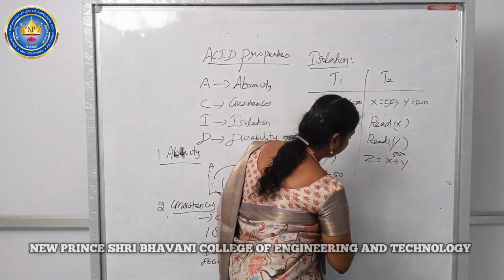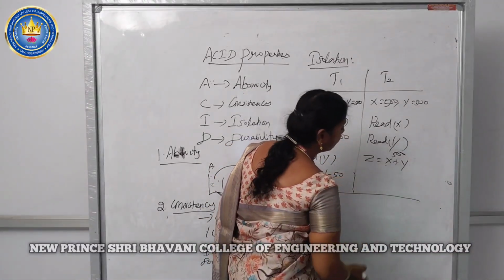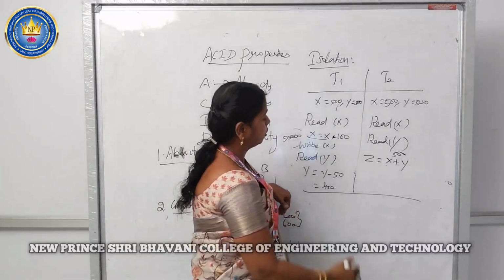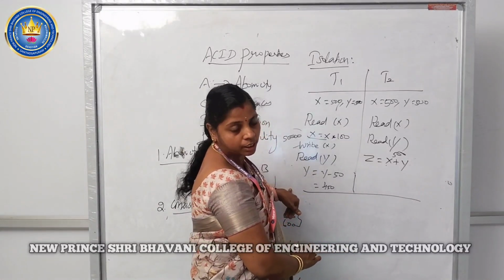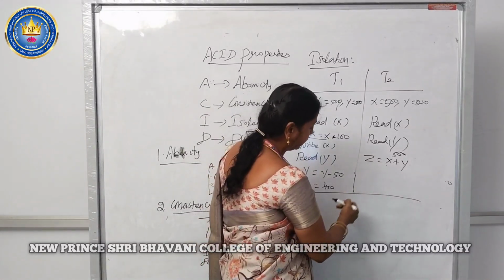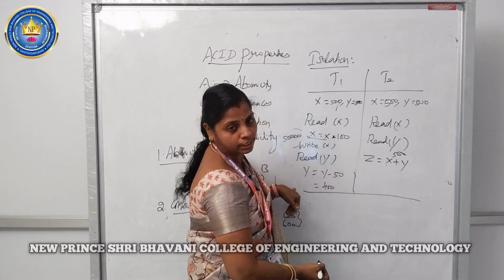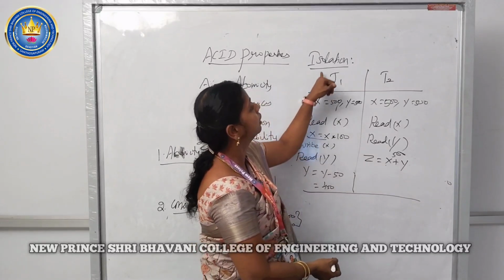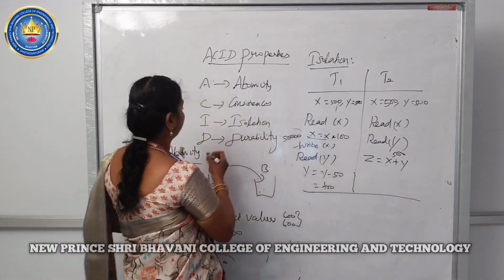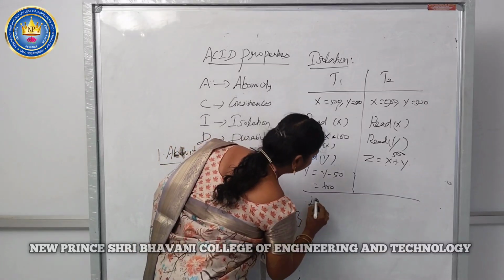So for that purpose, when we are executing multiple transactions at the same time, we should maintain a consistent database. Even if the database changes, we should maintain the consistency. So for that purpose, we are using the isolation property. So last one, durability.